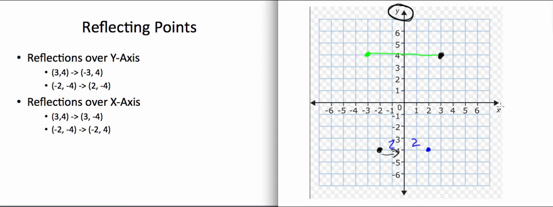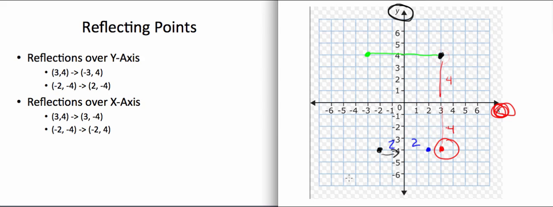The same thing applies when we reflect over the x-axis. When we reflect over the x-axis, we're going to reflect up and down. We start with 3, 4. It's 4 spots above the line, so that means it's got to be 4 spots below the line. This is the new point there. We can see that it's 3, -4. The only thing that changes is the y value of the point.